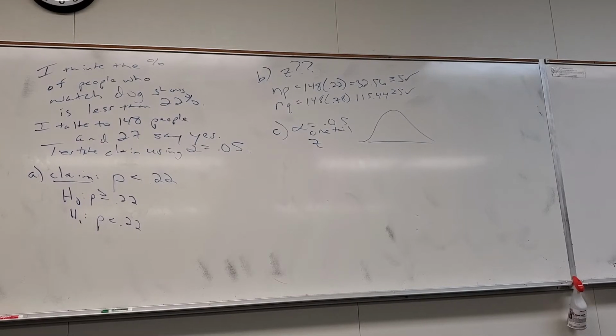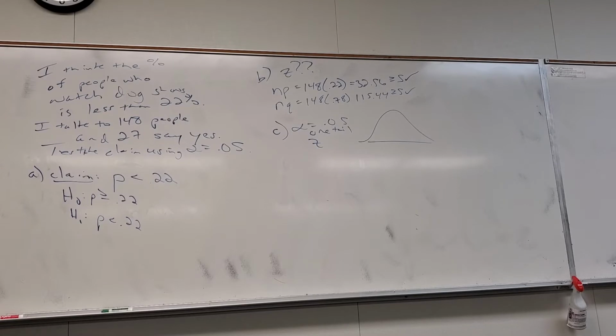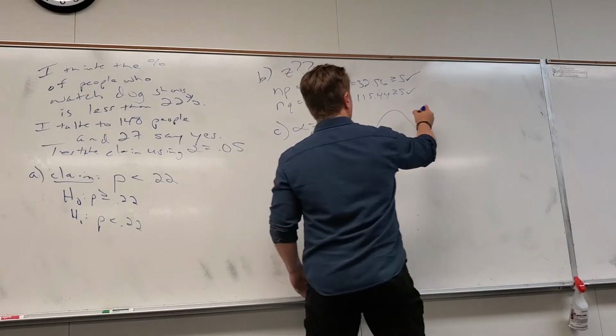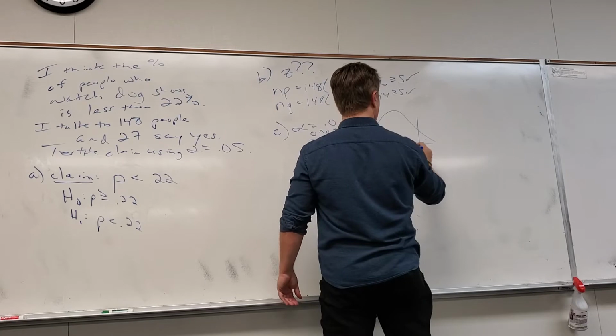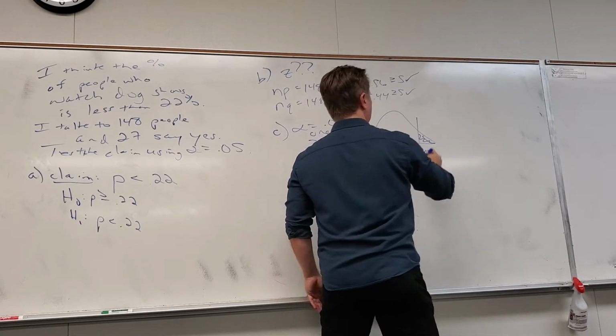Can you guys find out what the rejection region would be defined with? What Z-score? I love you guys so much. You could use the T-score chart, of course. That's the best thing to use for hypothesis tests. 1.645. So this is the rejection region.